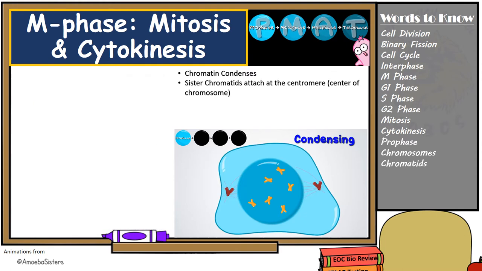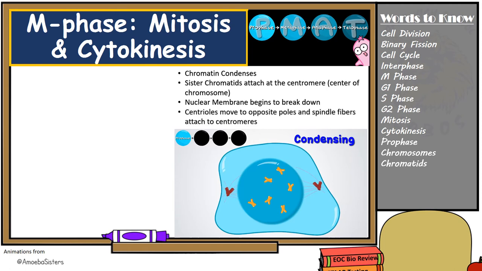During prophase, the nuclear membrane also breaks down and the centrioles, which are found in the cytoplasm, separate and travel to opposite poles of the cell. This causes spindle fibers to surround the centrioles and attach themselves to the centromeres of each chromosome.